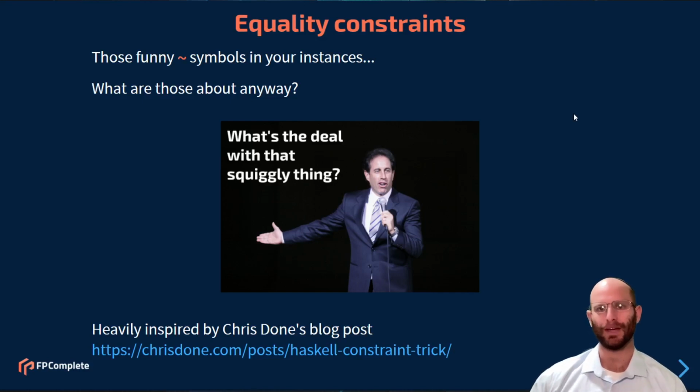If you've ever been looking at somebody else's source code in Haskell, and you've noticed a tilde sitting in an instance declaration, you may have wondered, what is that? It's called an equality constraint, and you may also be wondering, why would you ever use one, and should you be using them in your code? Today, we're going to hit, at least at a very high level, what those are and why you would want to use them. This, by the way, is based off of a blog post by Chris Done, link below.